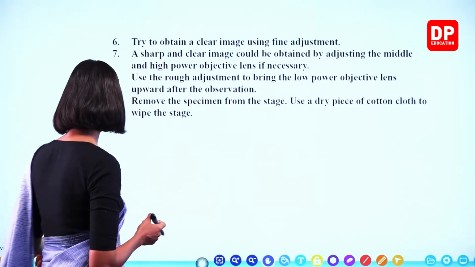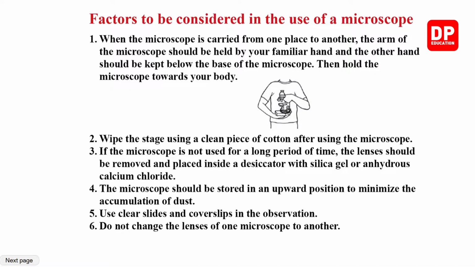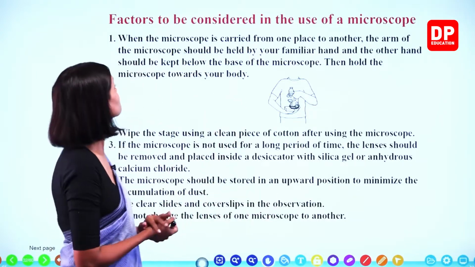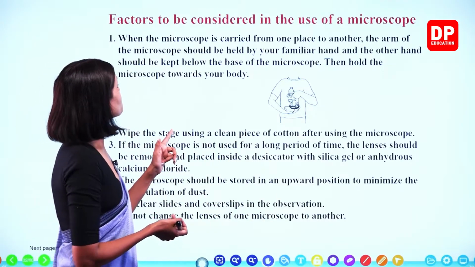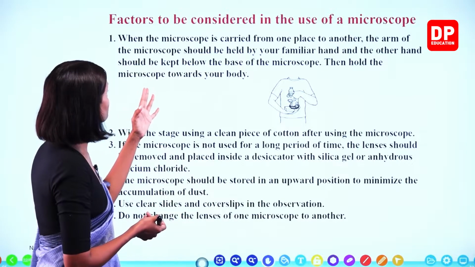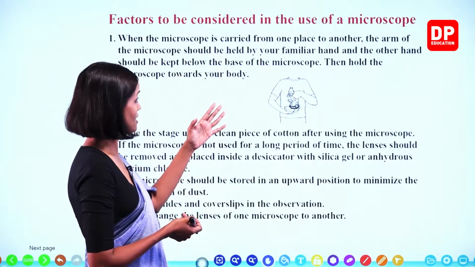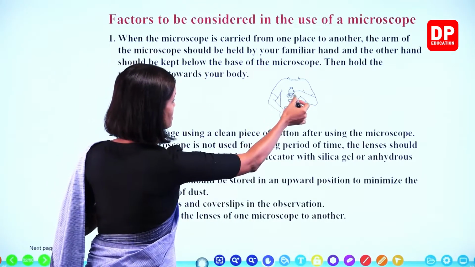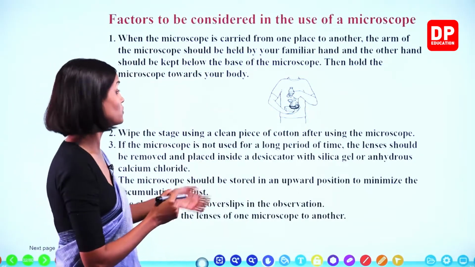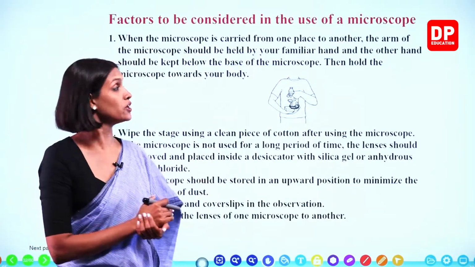Now moving on to the next. Right. Factors to be considered in the use of a microscope. I told you all this is an expensive instrument, therefore we have to handle it with care. So for the safety of the instrument, we have to follow these steps. Let's see. When the microscope is carried from one place to another, the arm of the microscope should be held by your familiar hand. Look at this picture. This person is holding from its arm, right? With the familiar hand. Now this is a heavy instrument, okay?